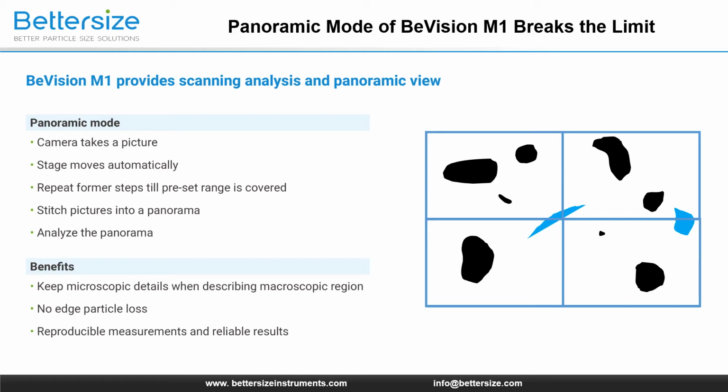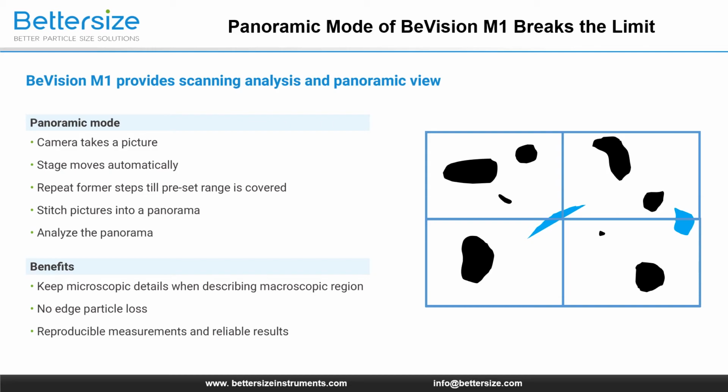Even if the particle is cut by an edge of a single field of view, or it is an oversized particle larger than one single field of view, its size and shape can be successfully measured with a panorama, just like the blue particles here and here. That is why the Bevision M1 has a maximum size of 10,000 microns.